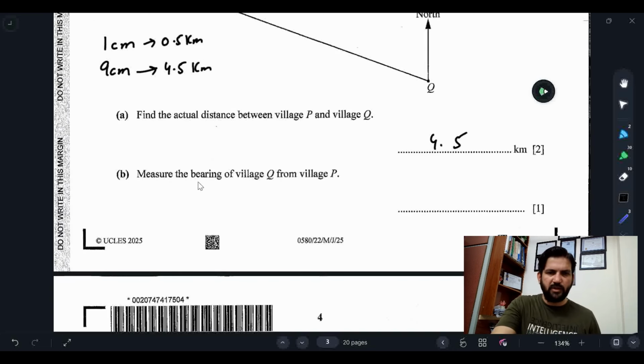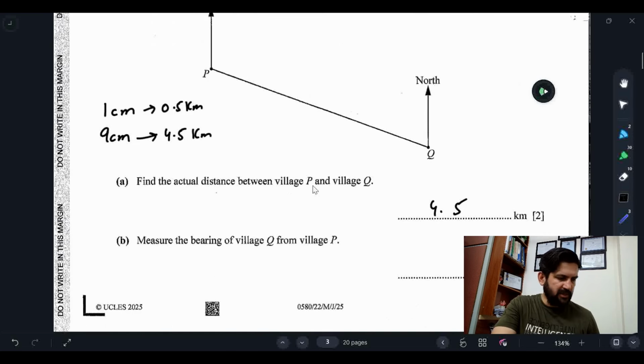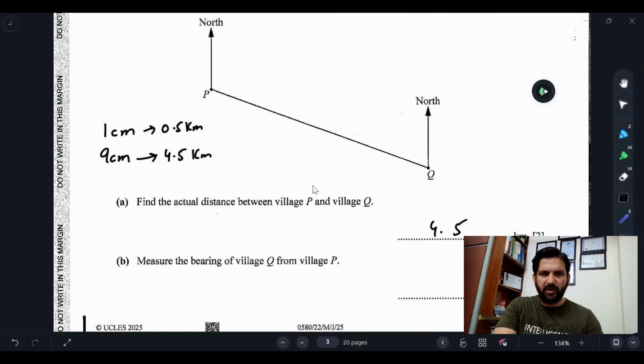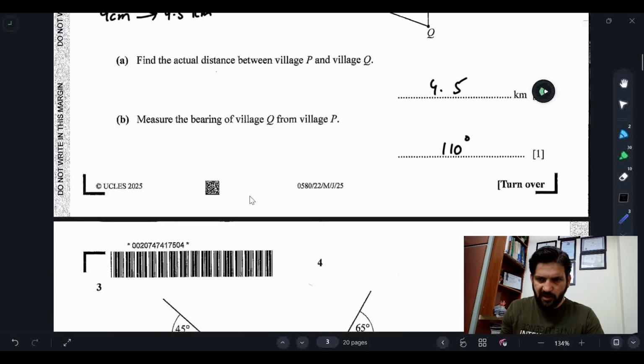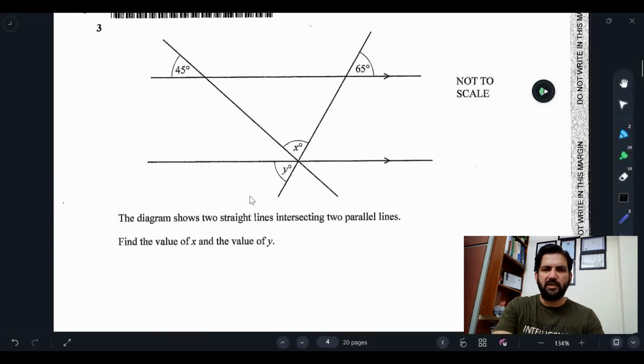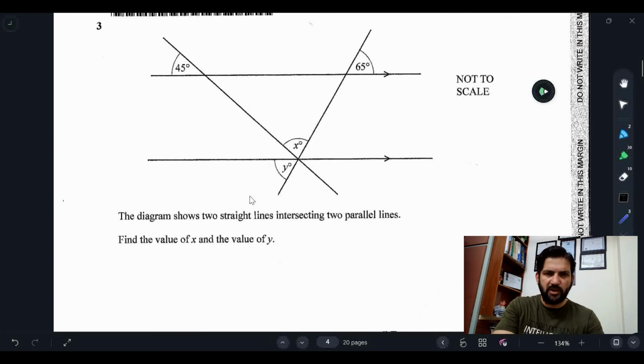Let's move to the next one: measure the bearing of village Q from village P. Now how can we find the bearing? Bearing is basically the clockwise angle from the north. So this angle is 110. We have used the compass and protractor to find the angle, and we have used the scale to find the length. So this angle is 110 degrees. Let's move to question number 3.